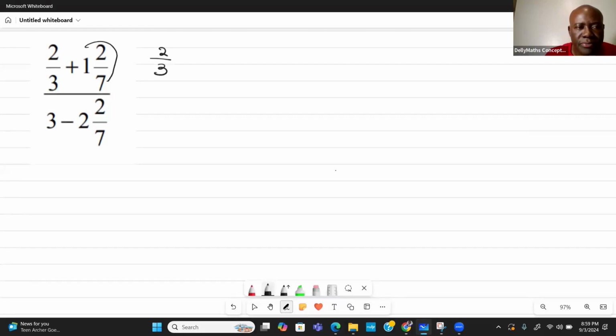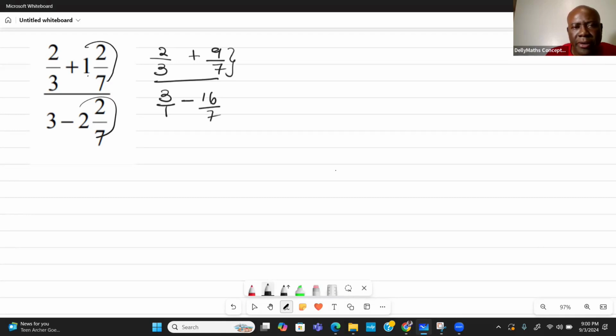We're going to convert this to 7 times 1 is 7 plus 2. It's going to give us 9 over 7, all over 3. I could say 3 over 1. And this part, I'm going to convert this to an improper fraction. So we're going to have 7 2s 14 plus 2. So it's going to be minus 16 over 7.